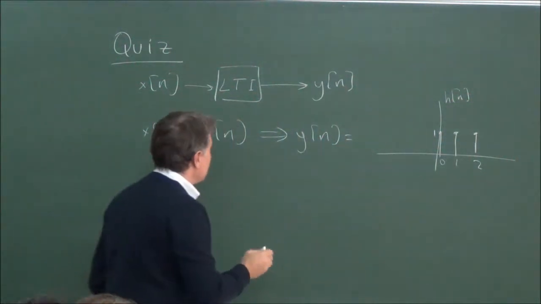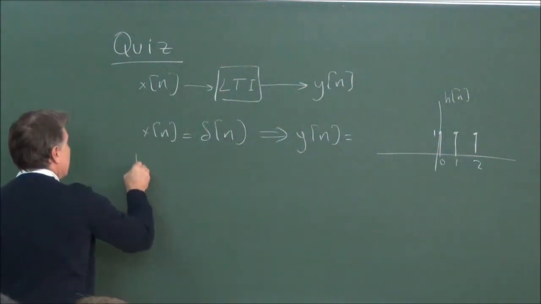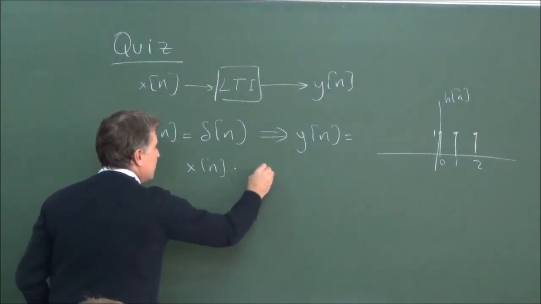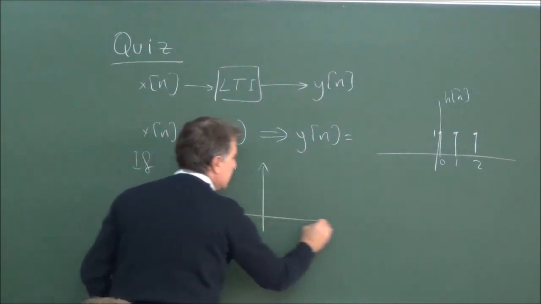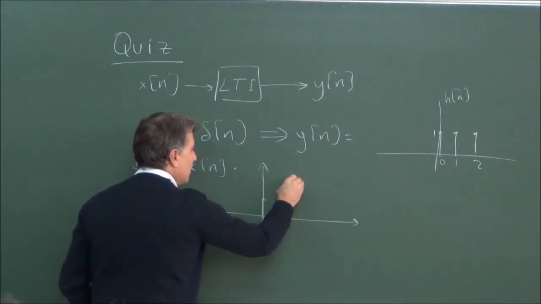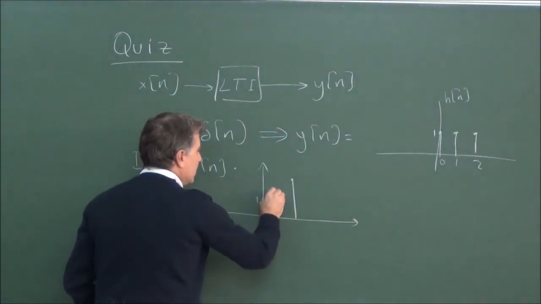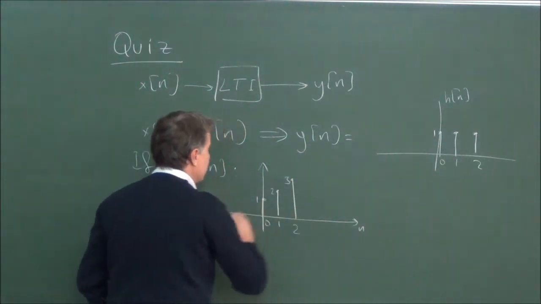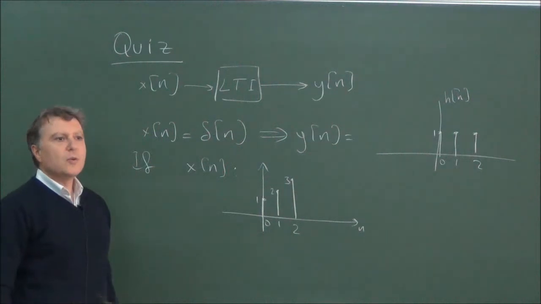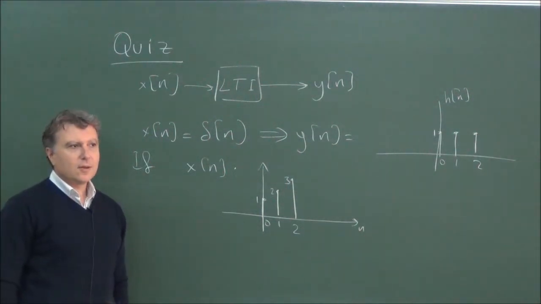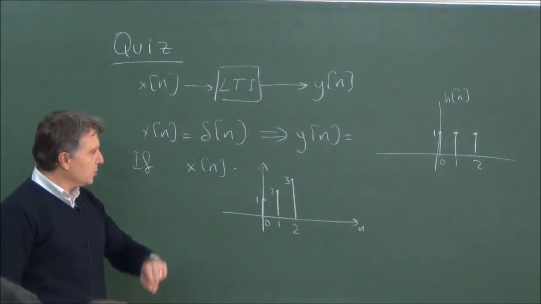Now, the question is quite simple. If x of n is provided like this, a new input this time, 1, 2, and 3 are the values at 0, 1, and 2 over the n-axis. So this is our new input. What is the output? Okay, develop or obtain the output.